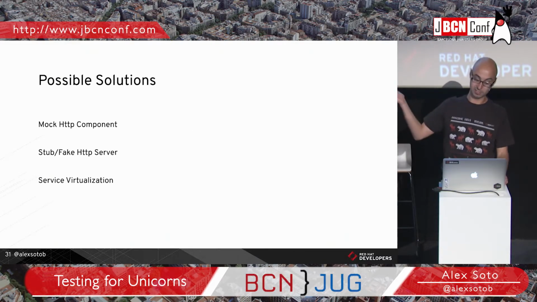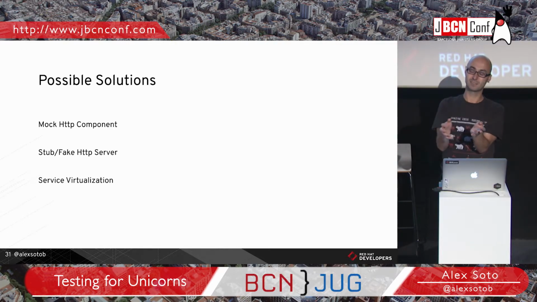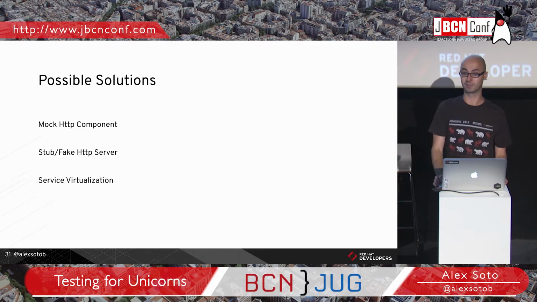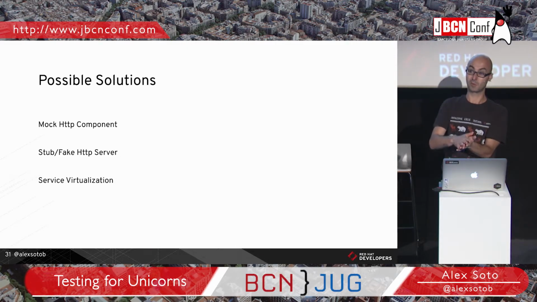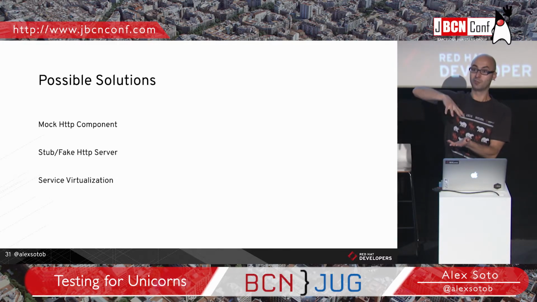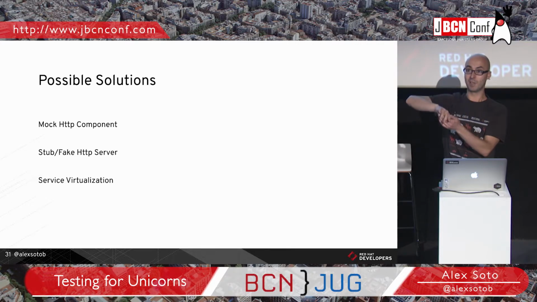So the possible solutions: the first is using a mock HTTP component. So probably you have your class that uses, for example, OkHttp for connecting. So you mock this class, and that's OK. And probably you're going to use this in unit tests, but not for integration tests or component tests, because you're mocking some important part of your stack call. You're not going to test how your client HTTP API works.